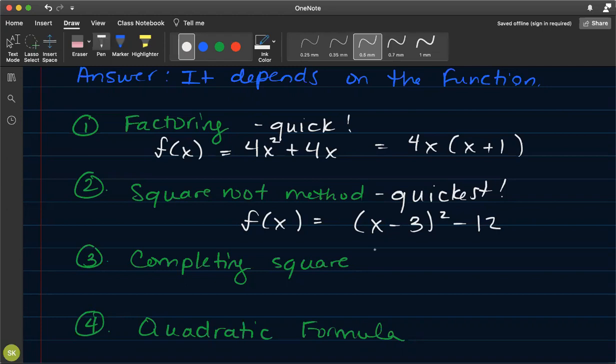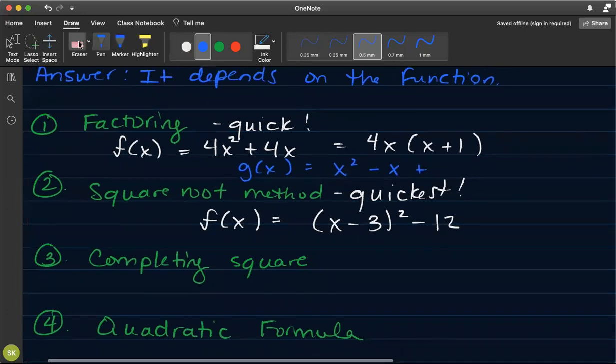bam, we're done. A lot of the functions we've seen don't look like this. They're not that easy to factor. If we have a trinomial, sometimes that's easy to factor. So if we had something like g of x is equal to x squared minus, let's say, x plus, actually, let me make this a minus 20.